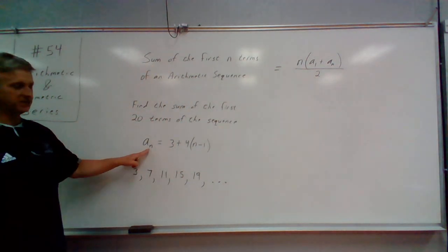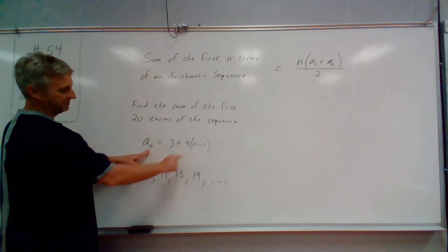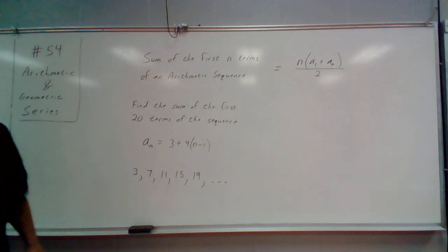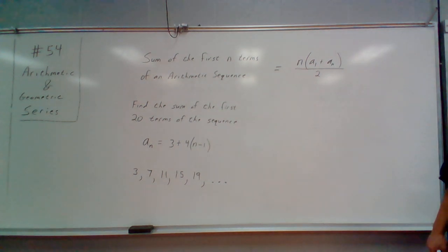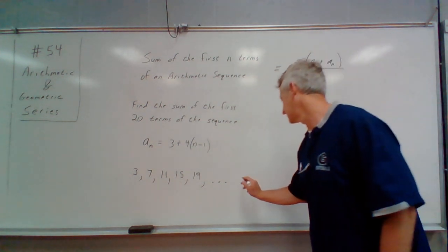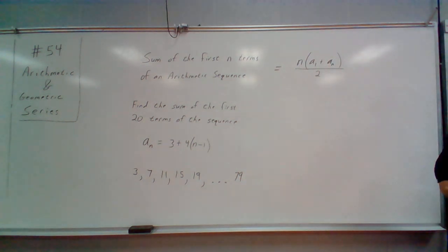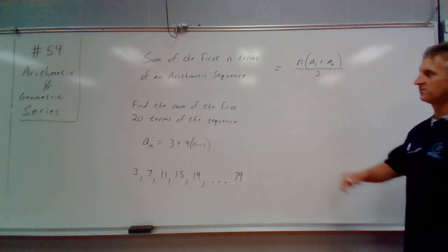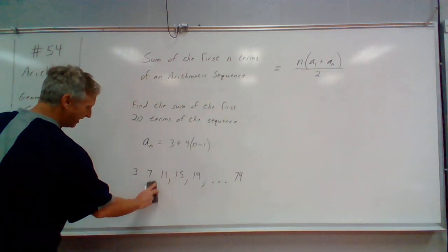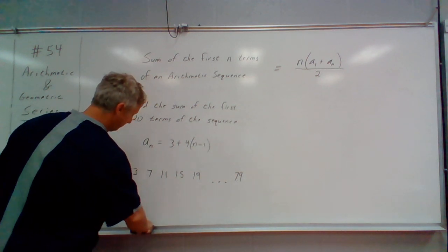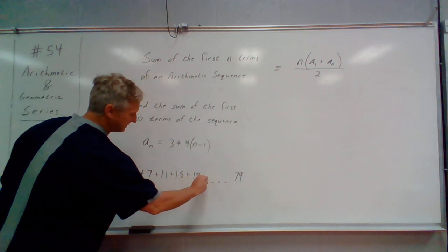All I have to do is put in a 20. 20 minus 1 is 19. 4 times 19 is, let's see, 4 times 20 would be 80, so that'd be 76. And 76 plus 3 is 79. So the 20th term would be 79. We want to find the sum of all 20 of these, so instead of commas, I'm going to have plus signs. I want to add all these up.